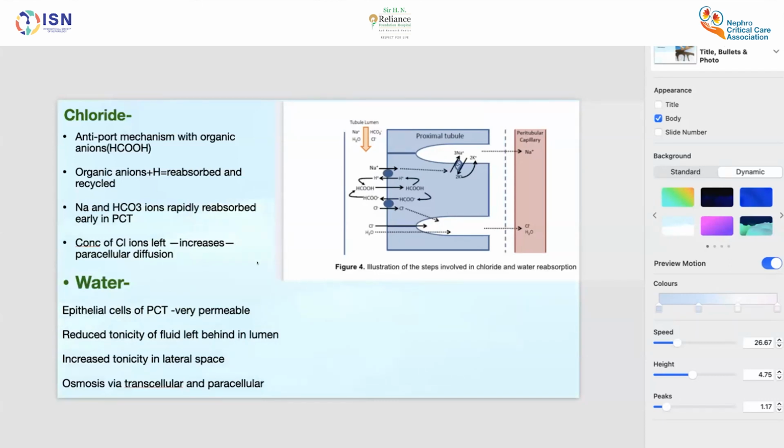Then water. Epithelial cells of this PCT are very permeable to water. This reduced tonicity of the fluid left behind in the lumen and increased tonicity in the lateral space is due to this sodium potassium ATPase pump. There is more ion concentration in the lateral space of the PCT compared to the tubular lumen. So this reduced tonicity in the lumen plus increased tonicity in the lateral space because of the ions is how the water is reabsorbed by osmosis via transcellular and paracellular routes.